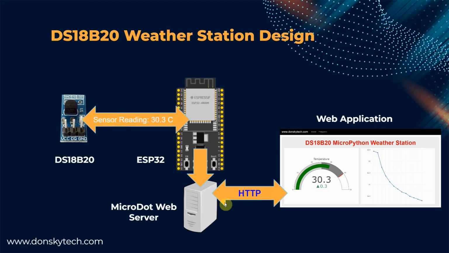When this request is received by our Microdot web server, it forwards it to our ESP32 to communicate with our DS18B20. The DS18B20 then returns the readings back to our ESP32, and our Microdot server returns them to our web application. The web application, upon receipt of the readings, will update its values accordingly, and it will do so asynchronously, meaning we don't need to click any buttons or refresh the page.